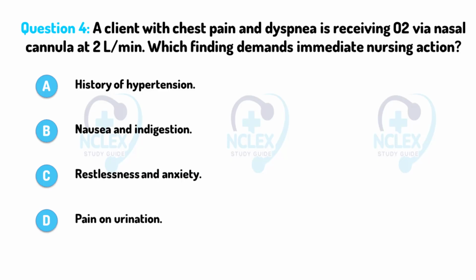Question 4. A client with chest pain and dyspnea is receiving O2 via nasal cannula at 2 liters per minute. Which finding demands immediate nursing action? A. History of hypertension. B. Nausea and indigestion. C. Restlessness and anxiety. D. Pain on urination. Correct answer, C. Restlessness and anxiety. Explanation: restlessness and anxiety are signs of hypoxia, which may indicate inadequate oxygenation. This requires immediate intervention to prevent further complications.